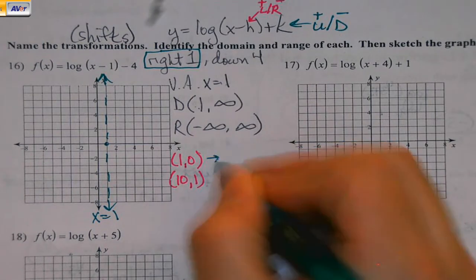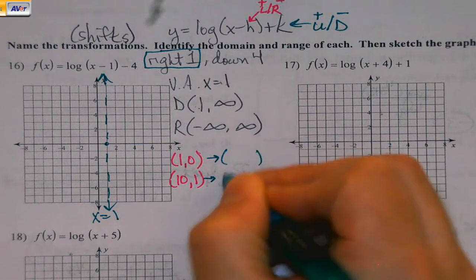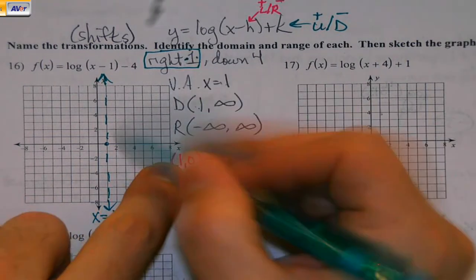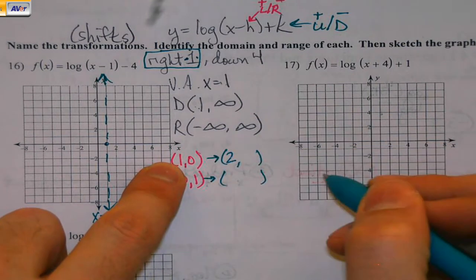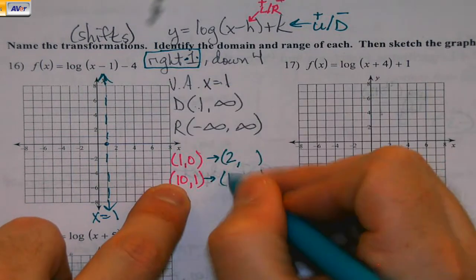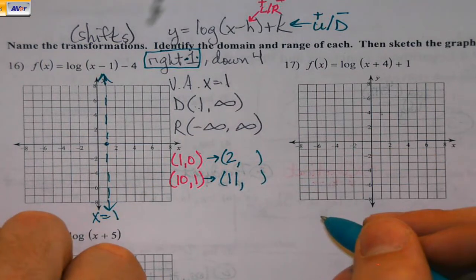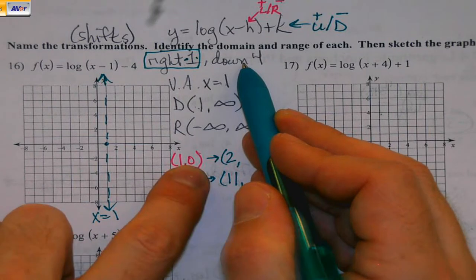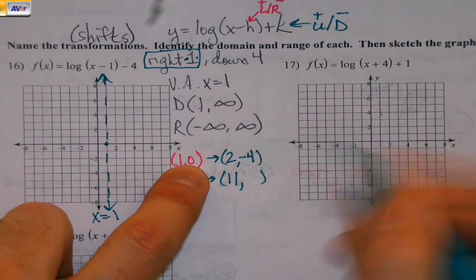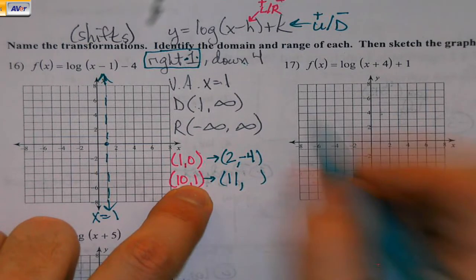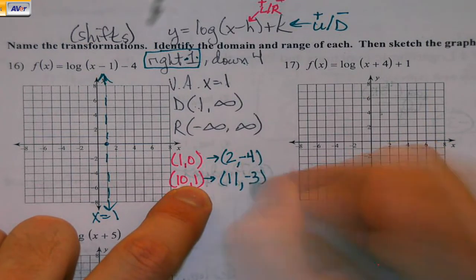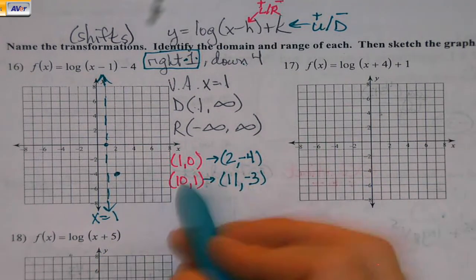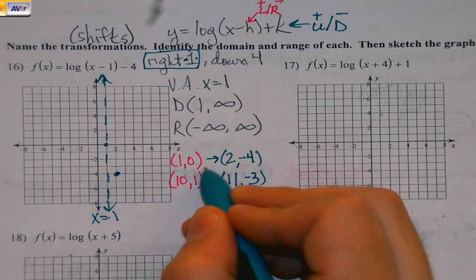So what do you mean? Well, what I mean is right 1 is going to affect my x. If I go right and I'm at 1, it gets me to 2. If I'm at 10 and I go right 1, it gets me to 11. And when I look at the down part, okay, if I'm at 0 and I go down 4, now I'm at negative 4. If I'm at 1 and I go down 4, I'm at negative 3. So those would be my 2 points. And I know sometimes you got to guesstimate a little bit. It happens.